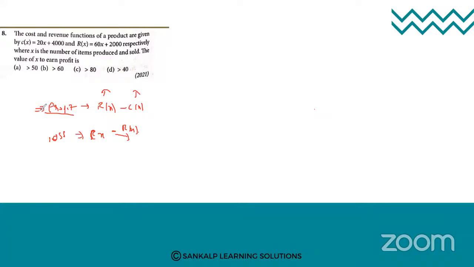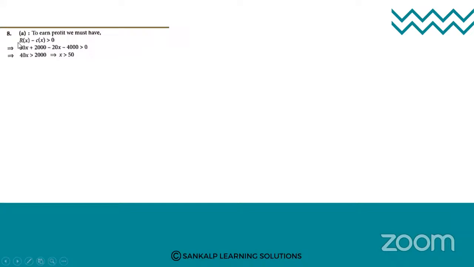So see here, if Rx minus Cx is greater than 0, then only the profit can be earned. So you all understood why this condition, Rx minus Cx, is considered. Using this condition, we can simplify the example easily. So pay attention, the condition is Rx minus Cx greater than 0. Rx value we know is 60x plus 2000, Cx value we know is 30x plus 4000.